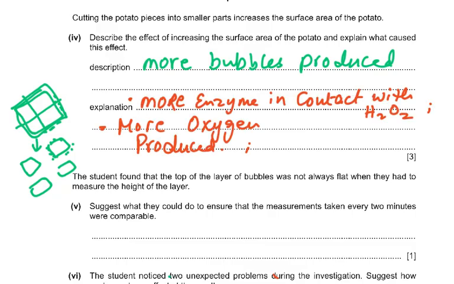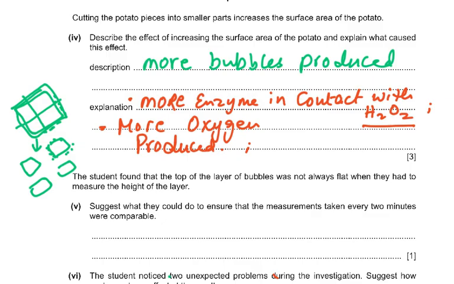Please understand it, when we've cut it into smaller pieces, now we have more area which is being exposed to the hydrogen peroxide. Hydrogen peroxide is the substrate. The potato cells contain the enzyme. So more enzyme in contact with the hydrogen peroxide, H2O2, which I've written as this. But you should write the whole thing, hydrogen peroxide.